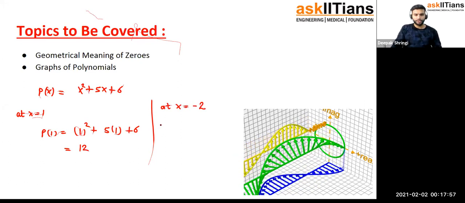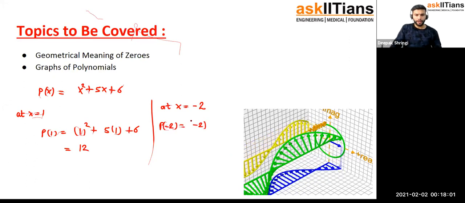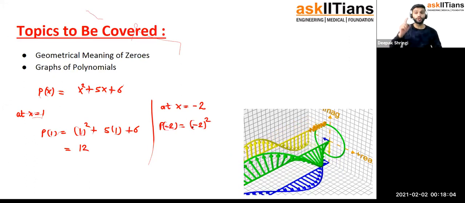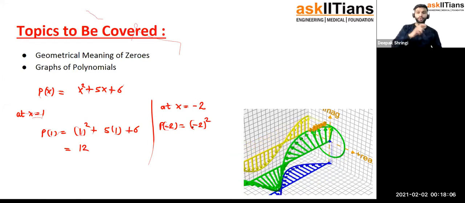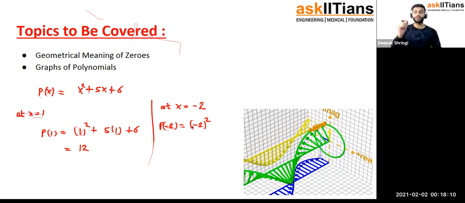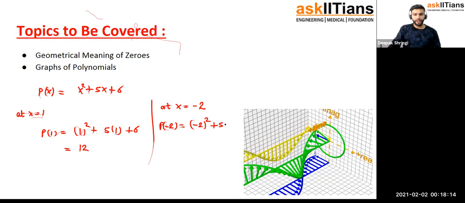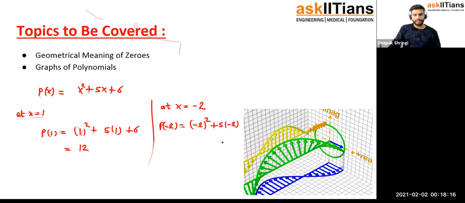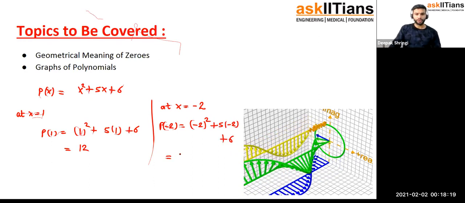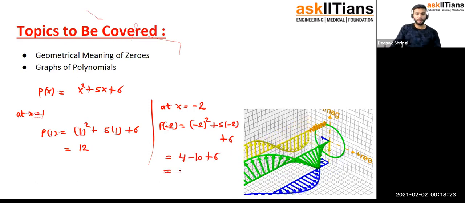So you will get p(-2) equals (-2) whole square. Don't take -2 and then do the square of 2. No, x is -2, so at the place of x you have to substitute -2, plus 5 into -2, plus 6. Now (-2) square is 4, 4 minus 10 plus 6, and that's going to be 0.